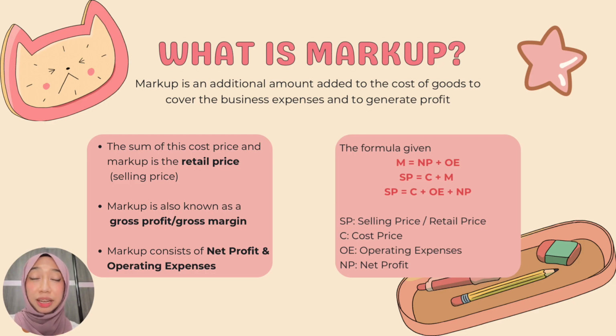So based on my explanation, we can apply this to the formula given. To find markup, you need to have the net profit and operating expenses. Once you have that, you can calculate the selling price by adding the cost price plus the markup. And SP equals C plus M, or SP equals C plus OE plus NP.